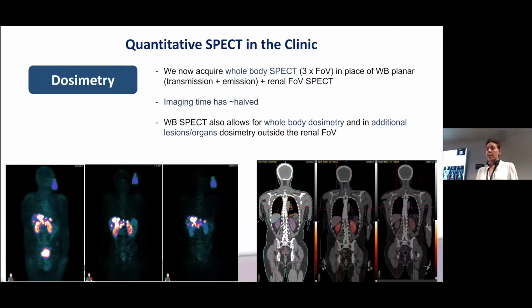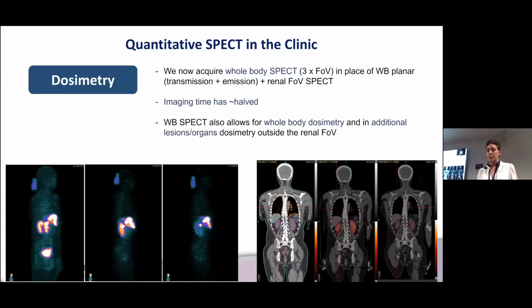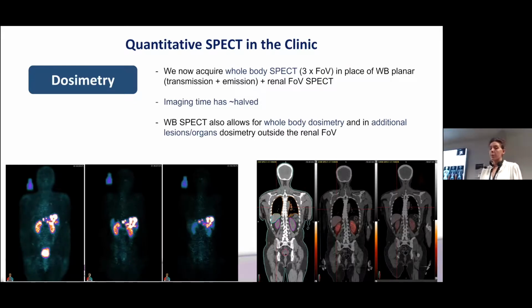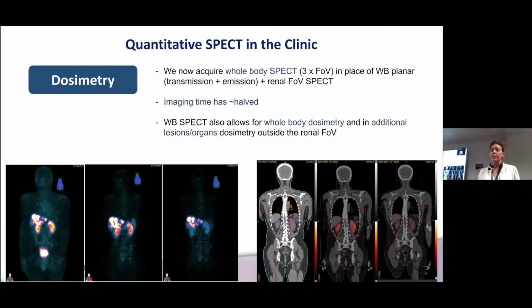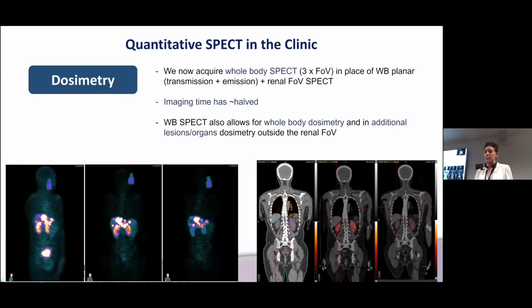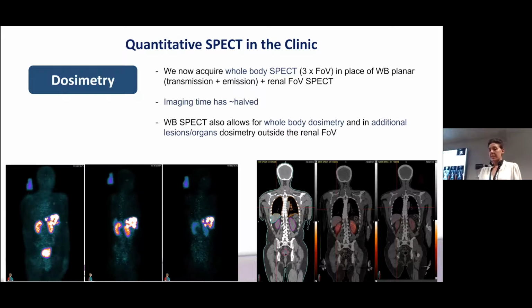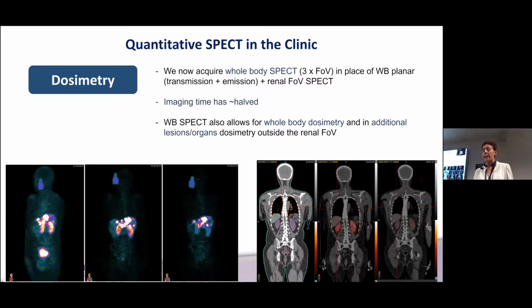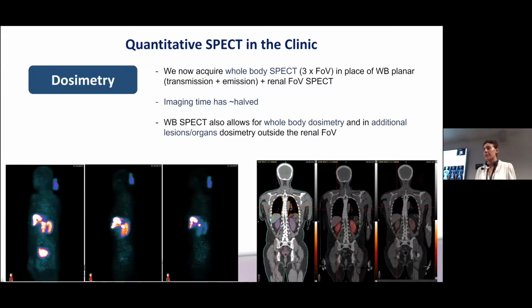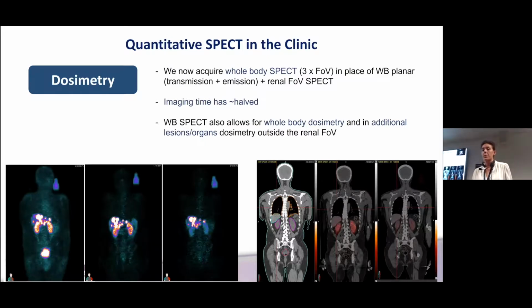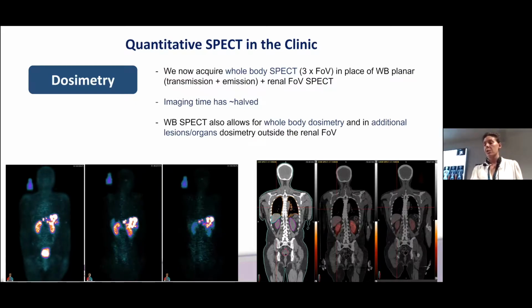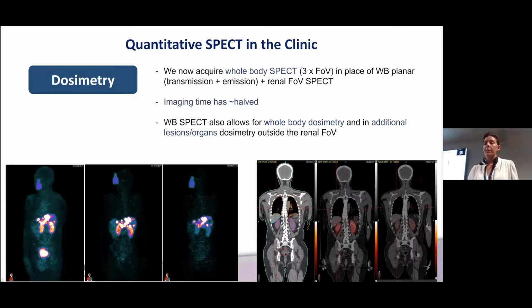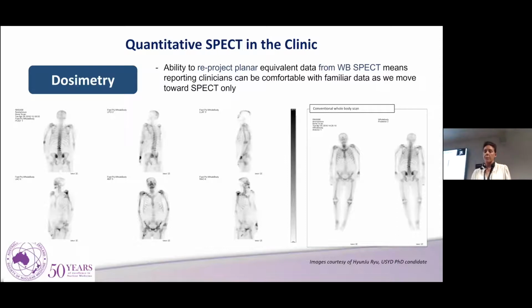With whole body data, we have a lot more information available. We can potentially look at whole body dosimetry or dosimetry of organs and lesions outside that renal field of view. Previously, that wasn't available. But one of the other things to consider is that the clinicians no longer have that familiar 2D planar data to look at that whole body distribution. So in an effort to keep that during the transition from 2D to 3D, we've also investigated the idea of reprojecting planar data from the whole body 3D SPECT.